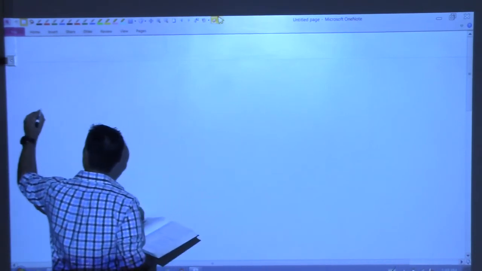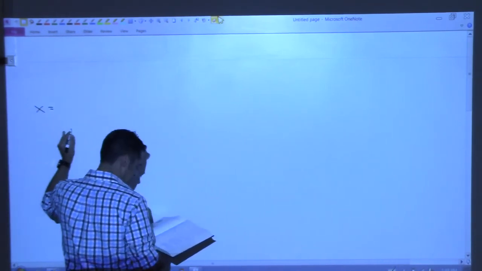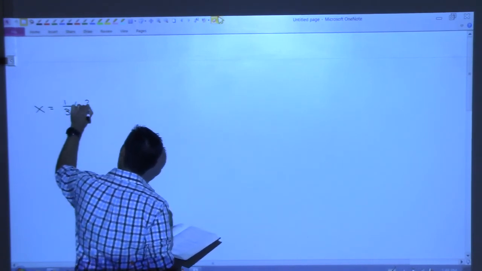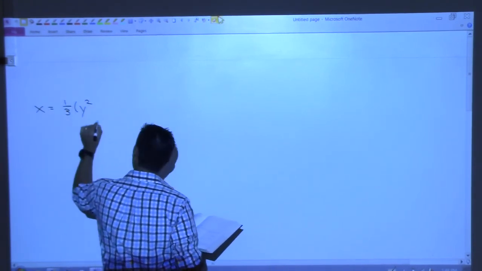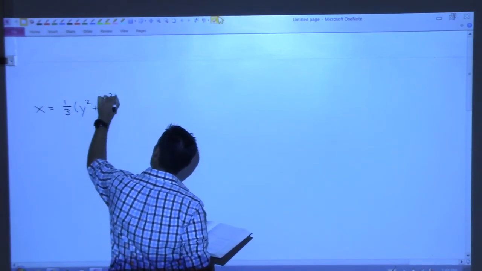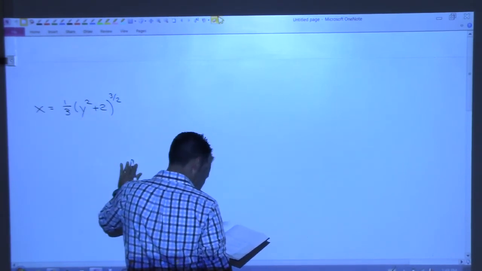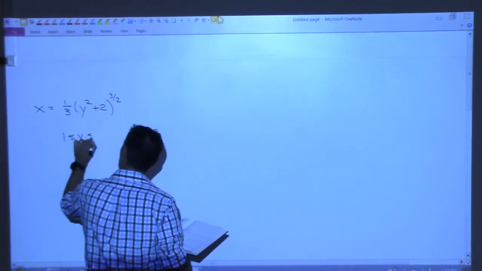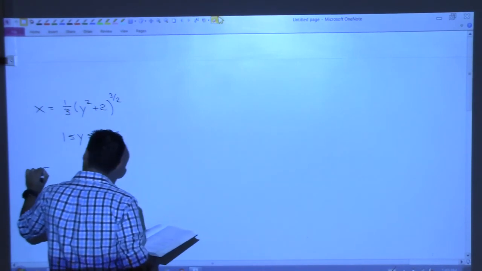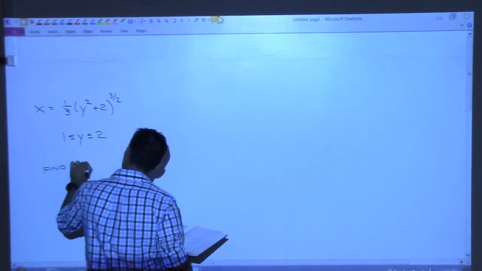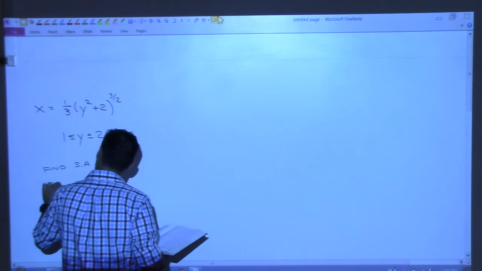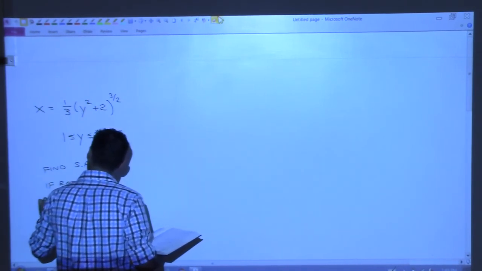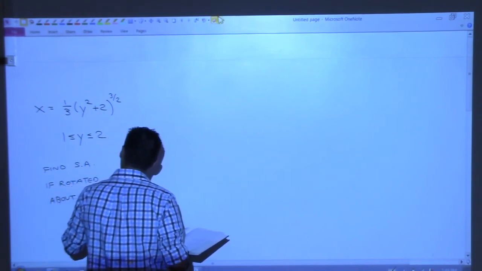Same instructions. This time x equals 1/3 times the quantity y squared plus 2 raised to the 3 halves. And we're doing this on y between 1 and 2. And we're trying to find the surface area if rotated about the x-axis. I do have some good news.